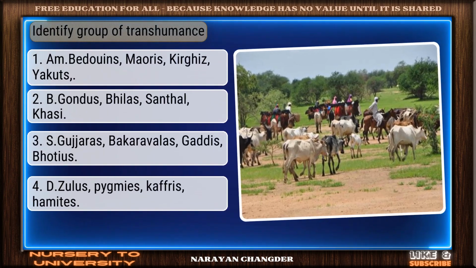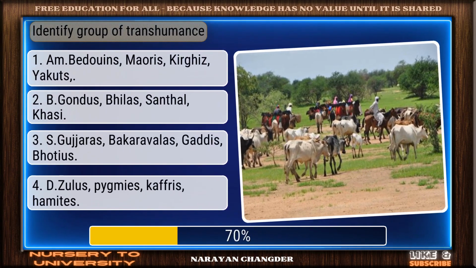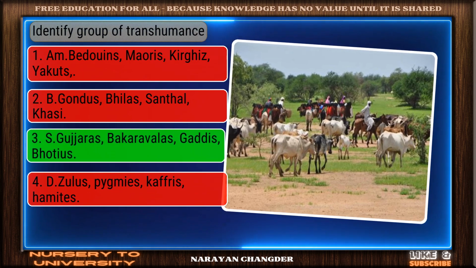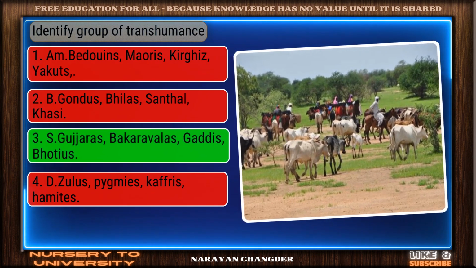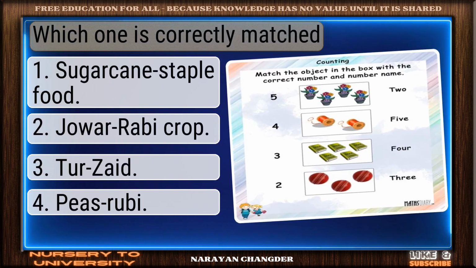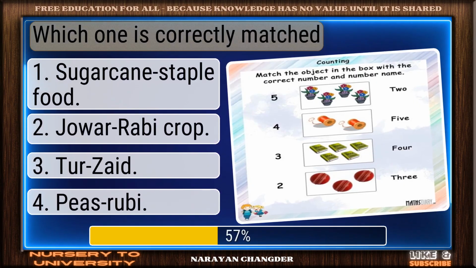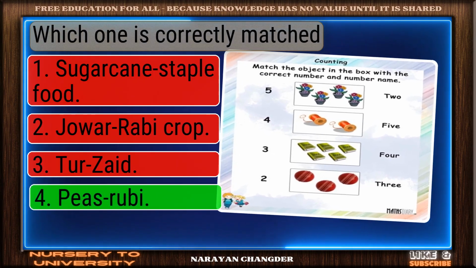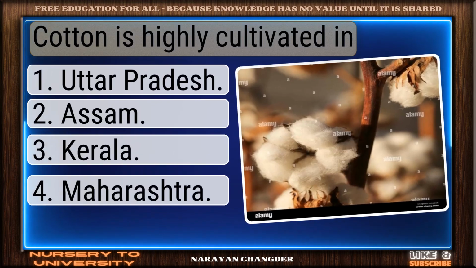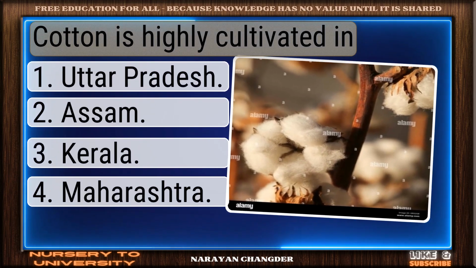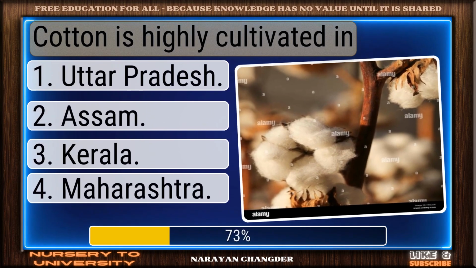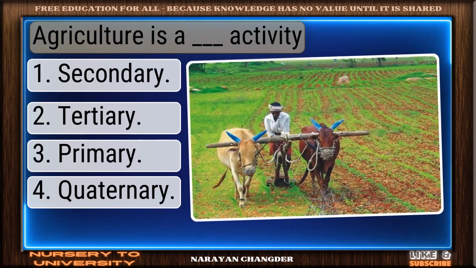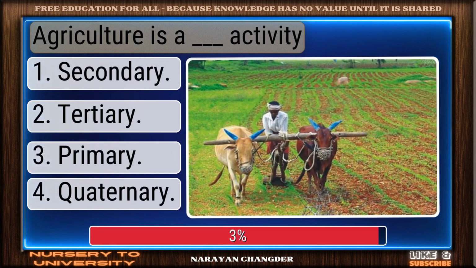Identify group of transhumants. Right choice. Gujjars, Bakarwals, Gaddis, Bhotias is best. Which one is correctly matched? Solid response. Peas rabi is valid. Cotton is highly cultivated in... You chose Maharashtra. Correct. Agriculture is a dash activity.